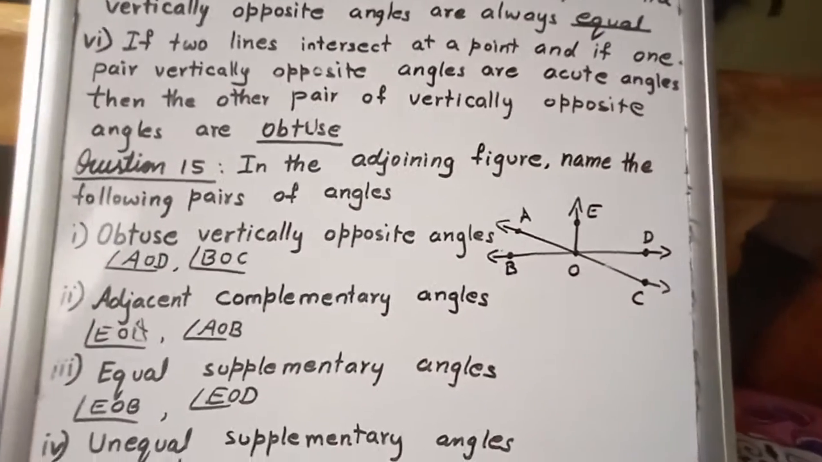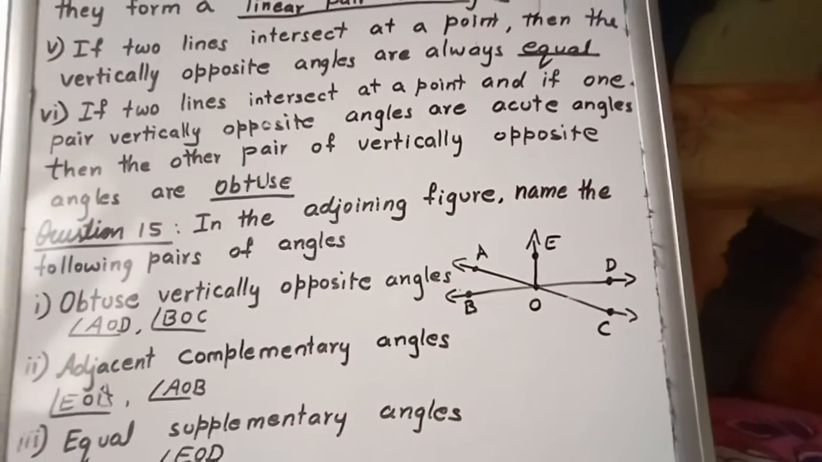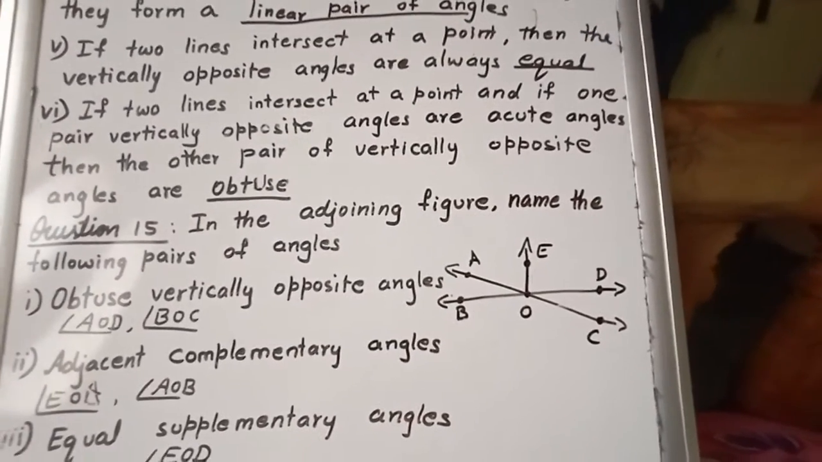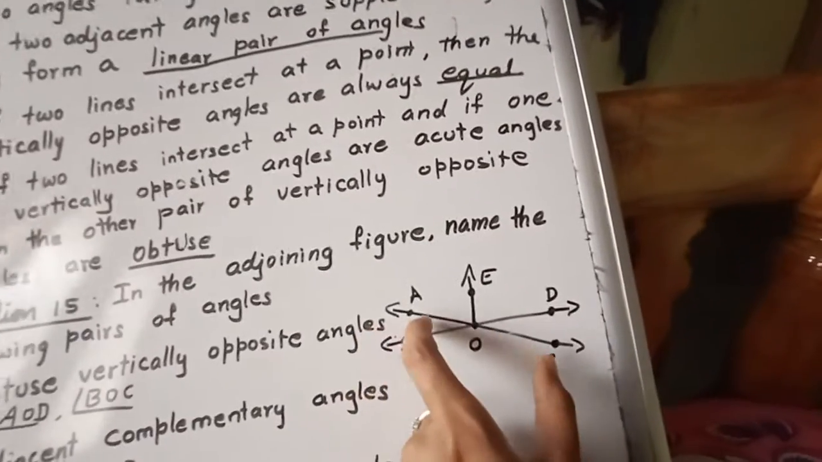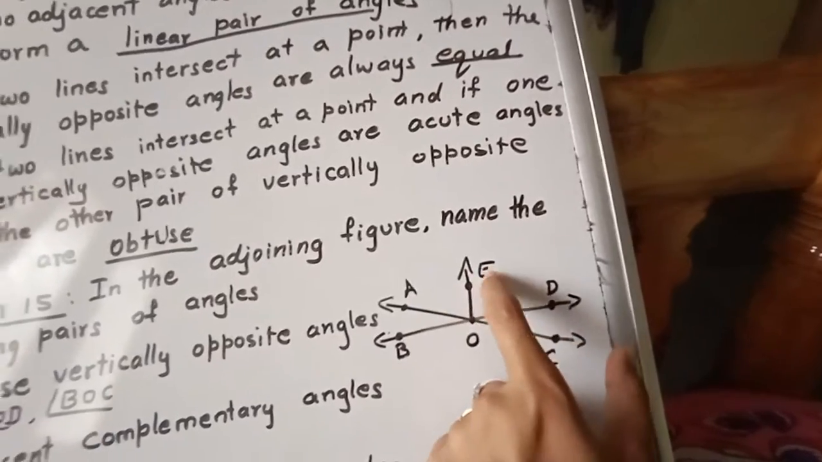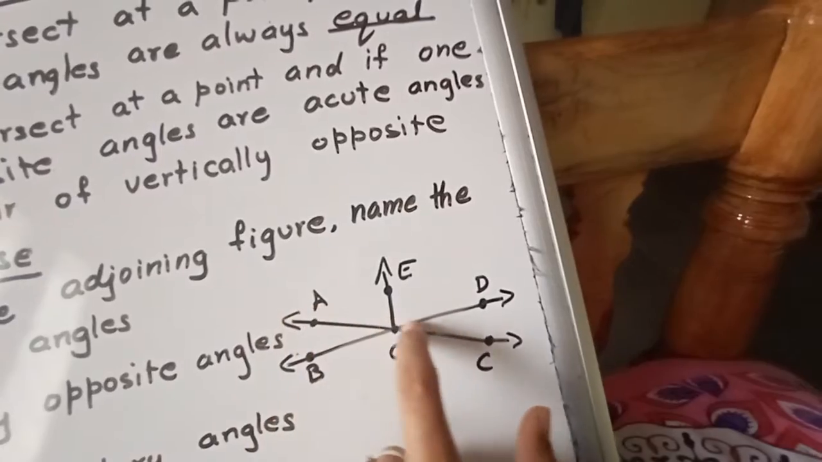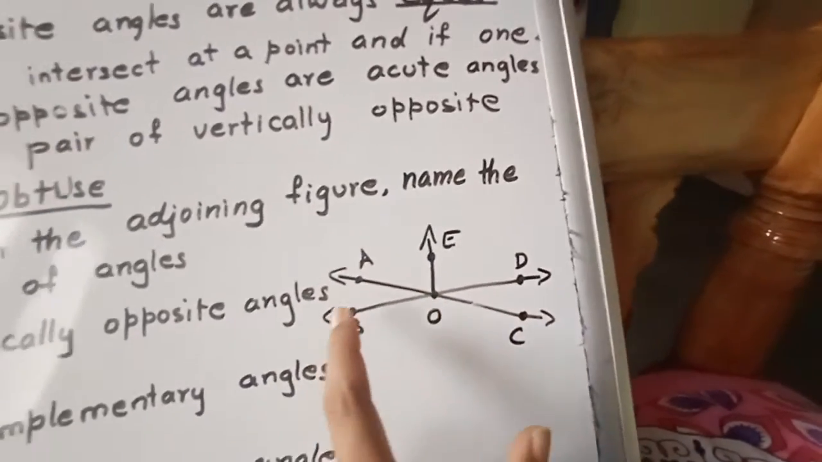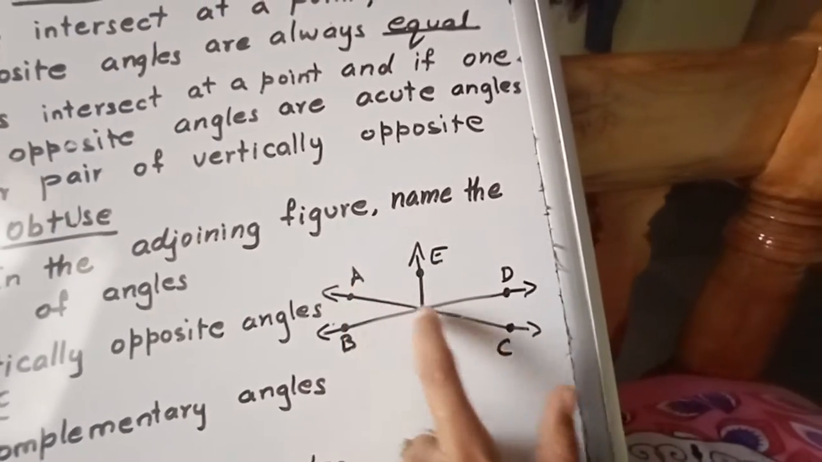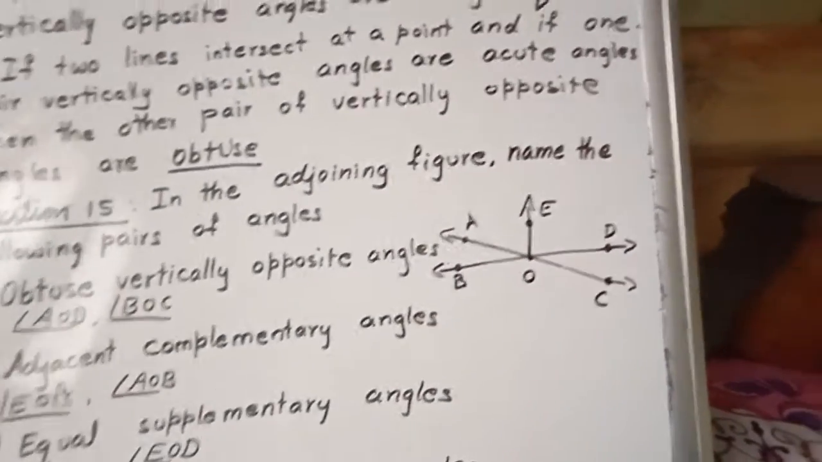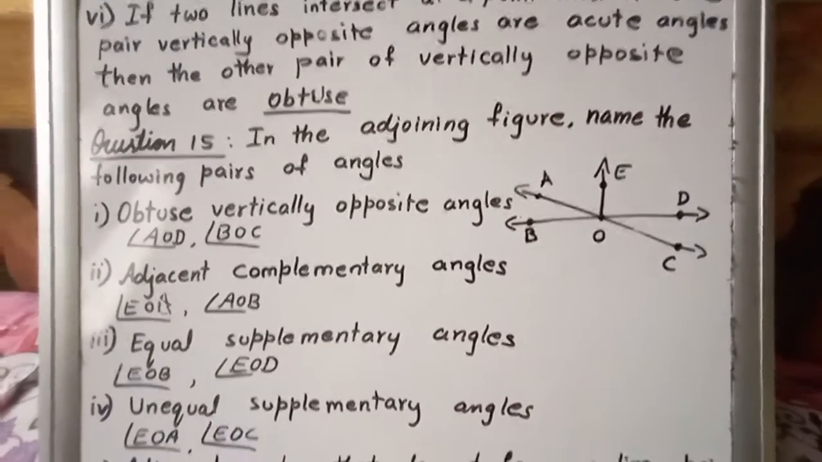Unequal supplementary angle. Which are unequal? EOA, EOC. Here you can see the supplementary EOA, EOC. Here is also one of the supplementary angles, but they are unequal. But here they are equal. Both are 90 degrees. These are unequal, so unequal means both are not the same. Hope you are understanding that.